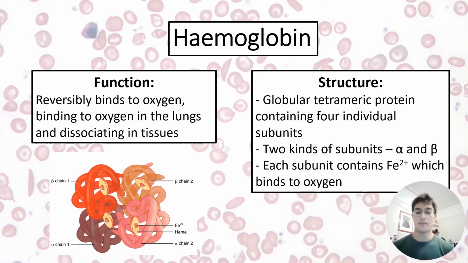And it does that because it's a globular protein, so it's not fibrous, it's not stringy, it's kind of like a blob, and it's tetrameric, so it's made out of 4 subunits, which come together to make this one hemoglobin protein. There's 2 kinds of subunits: an alpha subunit and a beta subunit. And each subunit contains a heme group, which contains an iron ion. And it's the ion that allows oxygen to bind to the heme group and to be transported in the hemoglobin, in the red blood cells around the body.